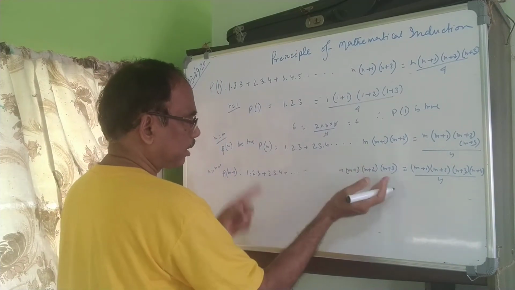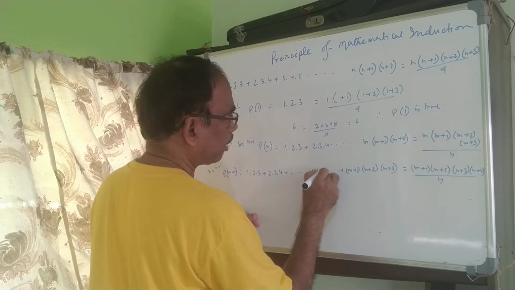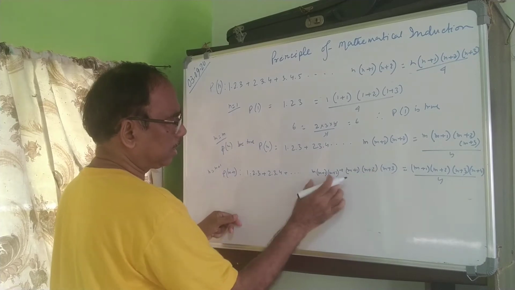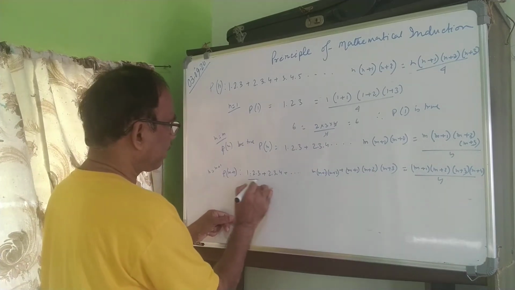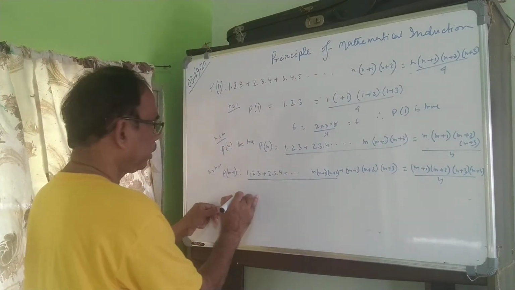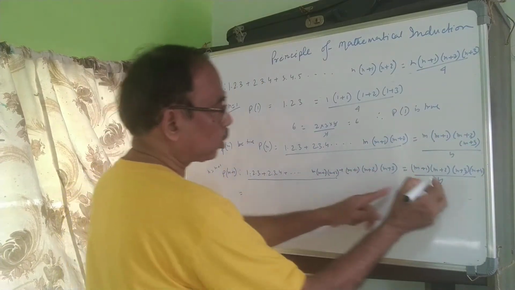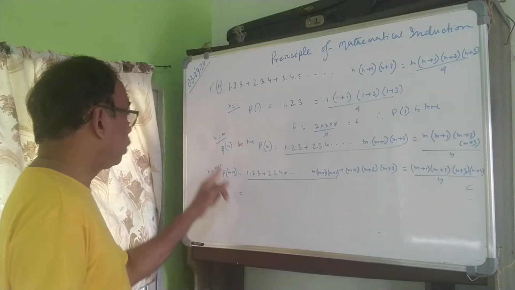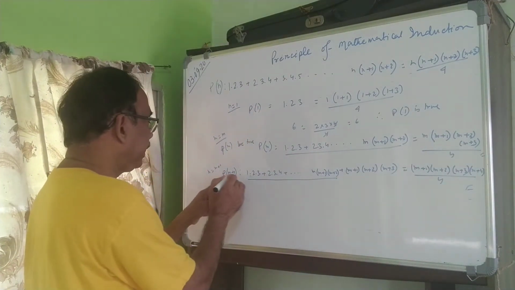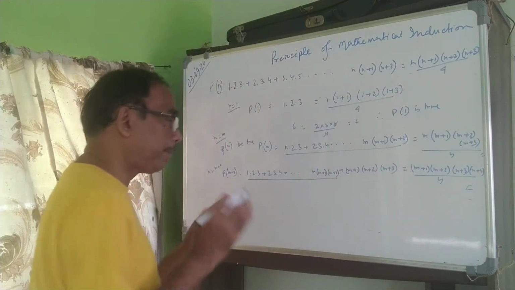Its previous term should be m into m plus 1 into m plus 2. If this is the last term, its previous term is this. We underline it because we know its value. The value of this term is this, so if its value is this, put it here. We have to prove this equals to this. Then Pm plus 1 will be true. Let Pm be true, then Pm is this, as we got. If we prove Pm plus 1 is this, then Pm plus 1 will be true.